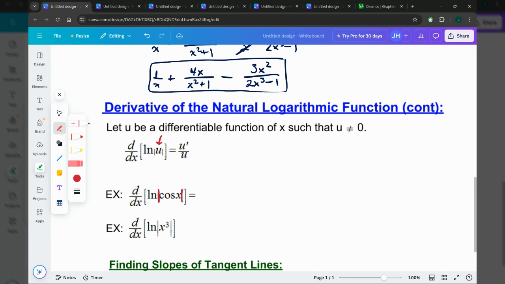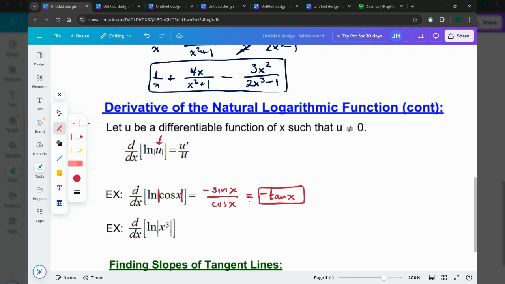What is the derivative of the natural log of cosine? You would take the derivative of the inside function over the inside function. Oh, wait a minute. That reduces to the negative tangent of x. There's my derivative. Oh my goodness, we're throwing in trig with logarithms.